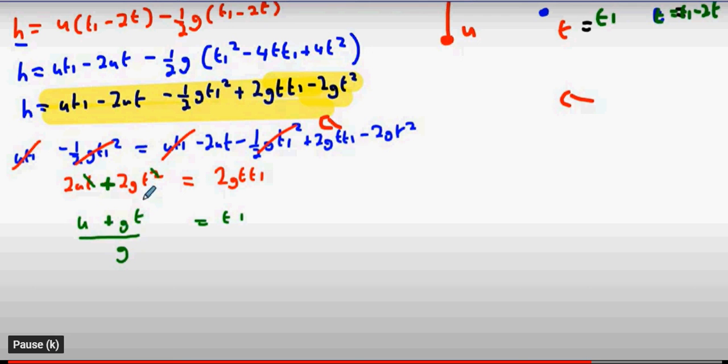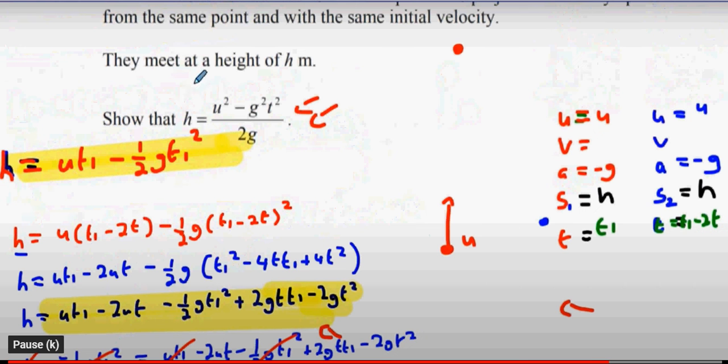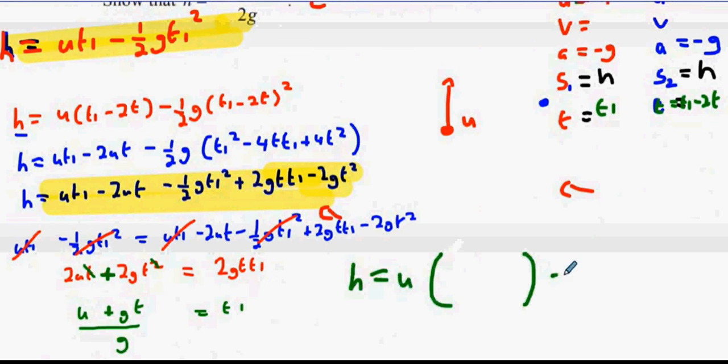Okay. Now, what should happen here next is that some people can divide in by the g if you want, but I don't see that being a significant technique. Now, the one thing you're going to know about your question is that it has h in the answer. So it means we should reuse the equation h equals ut1 minus a half gt1 squared, and this will help us to get rid of t1 like we wanted.